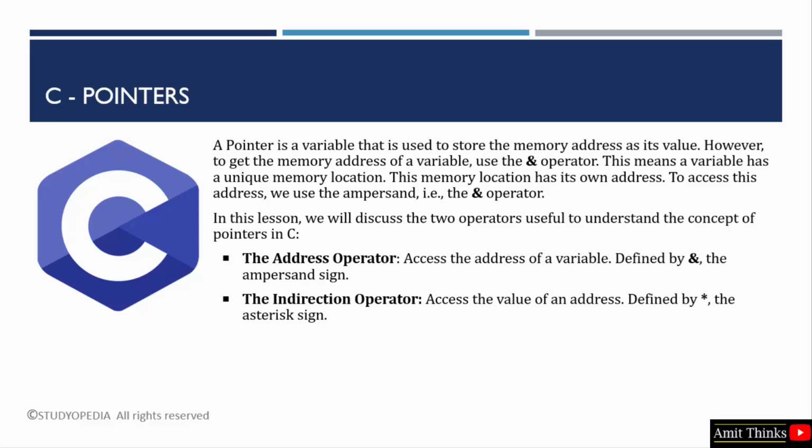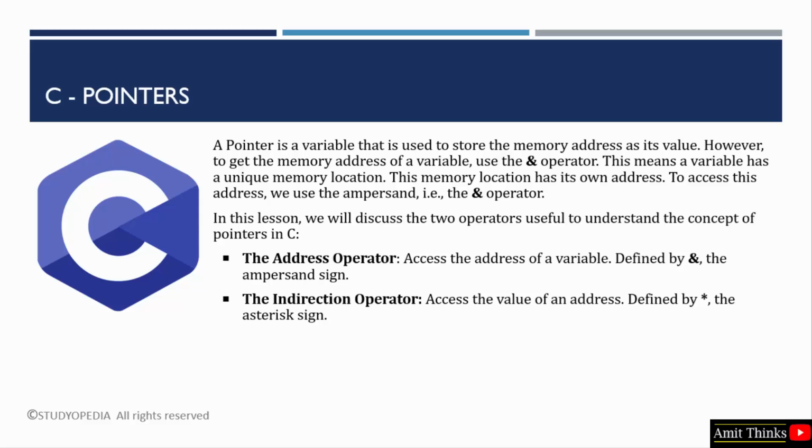Pointers are a fundamental feature in C programming. They allow you to directly manipulate memory and perform various advanced programming tasks. A pointer is a variable that stores the memory address of another variable. Instead of holding a value directly, a pointer points to the location in memory where the value is stored.